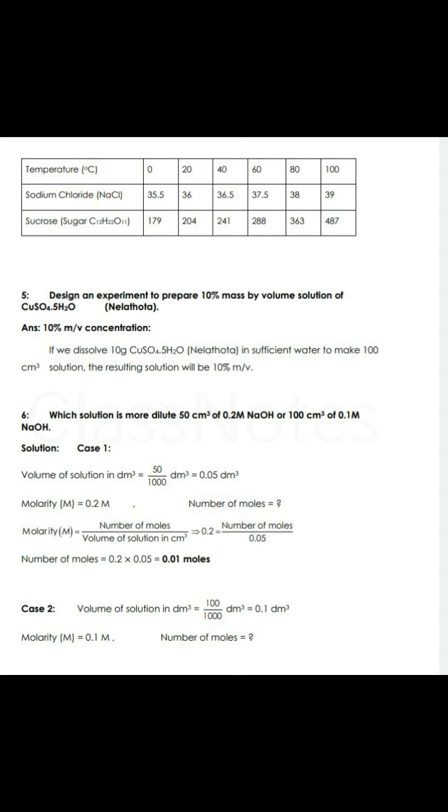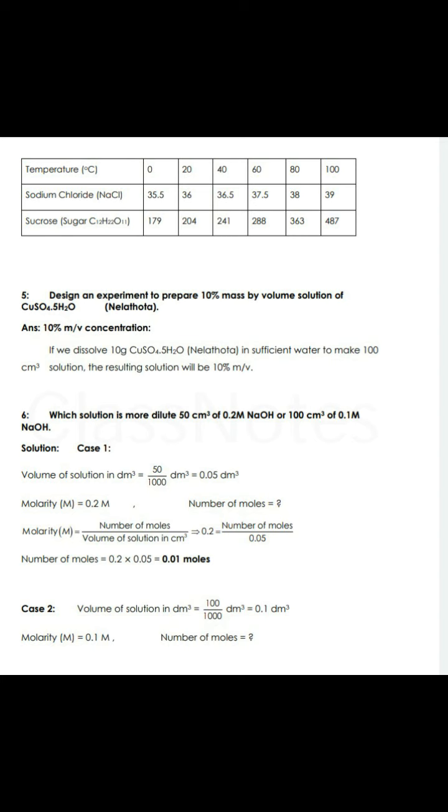Now in question number 5, we will design another experiment to prepare a 10% mass by volume solution of copper sulfate pentahydrate. Copper sulfate pentahydrate is your Nila Thota. Common name is Nila Thota. Now we will dissolve 10 grams of copper sulfate Nila Thota in sufficient water to make a 100 cm³ solution. The resulting solution will be 10% mass per volume. Okay, we will take 10 grams of copper sulfate pentahydrate and dissolve it into water.